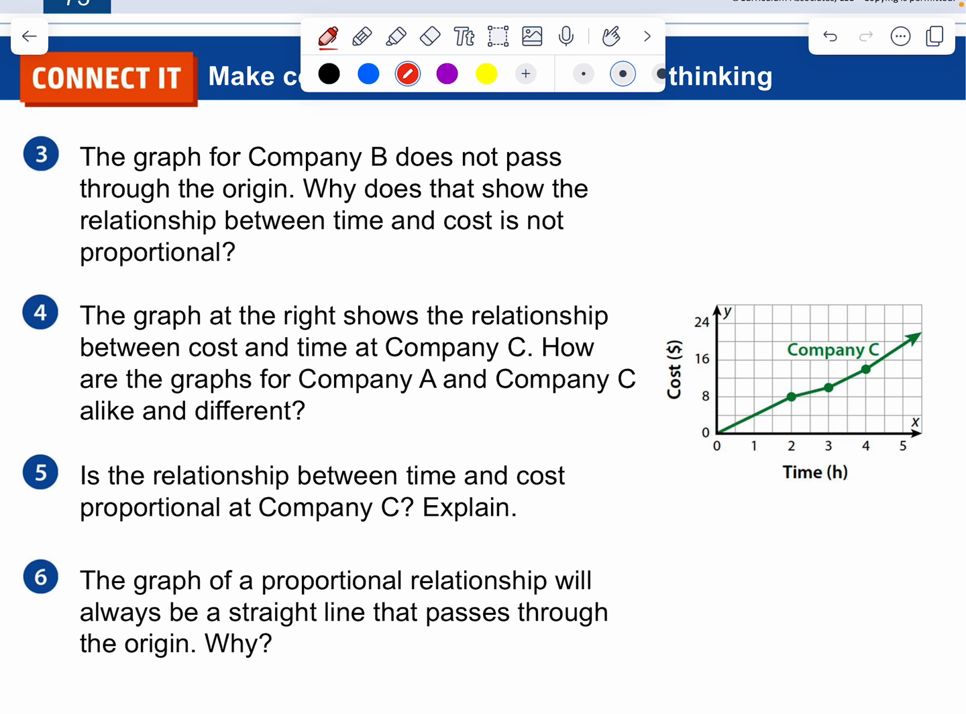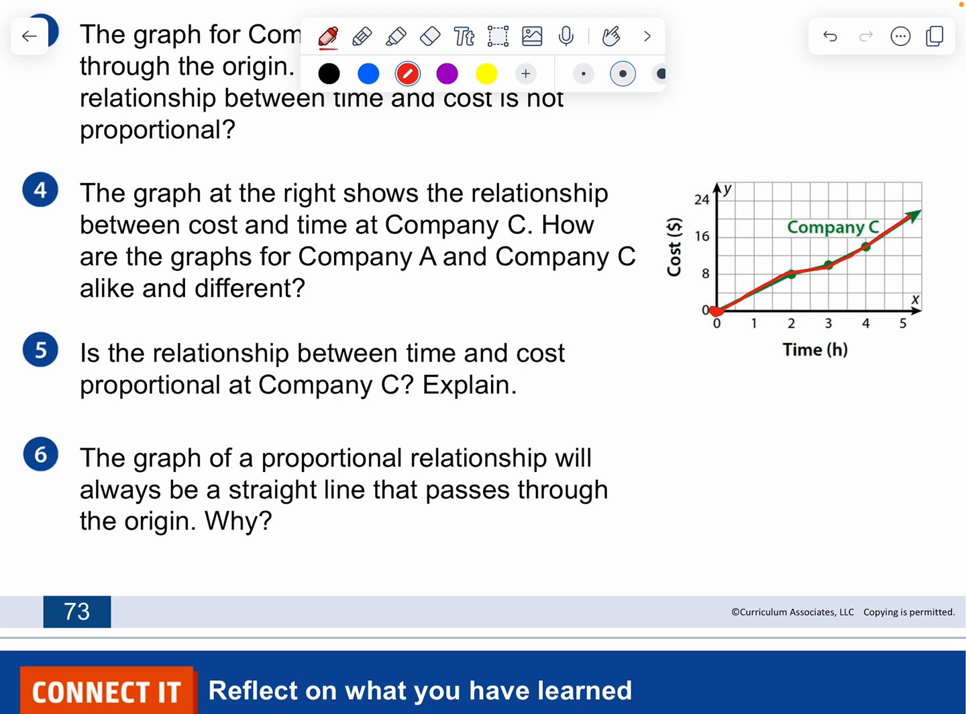Number 4, the graph at the right shows the relationship between cost and time at Company C. How are the graphs for Company A and Company C alike and different? Well, they both pass through the origin, so that is the same. But Company A has a straight line, and is Company C a straight line? It is not. So what does that tell us? Is the relationship between time and cost proportional at Company C? No. And why is that? It isn't a straight line.